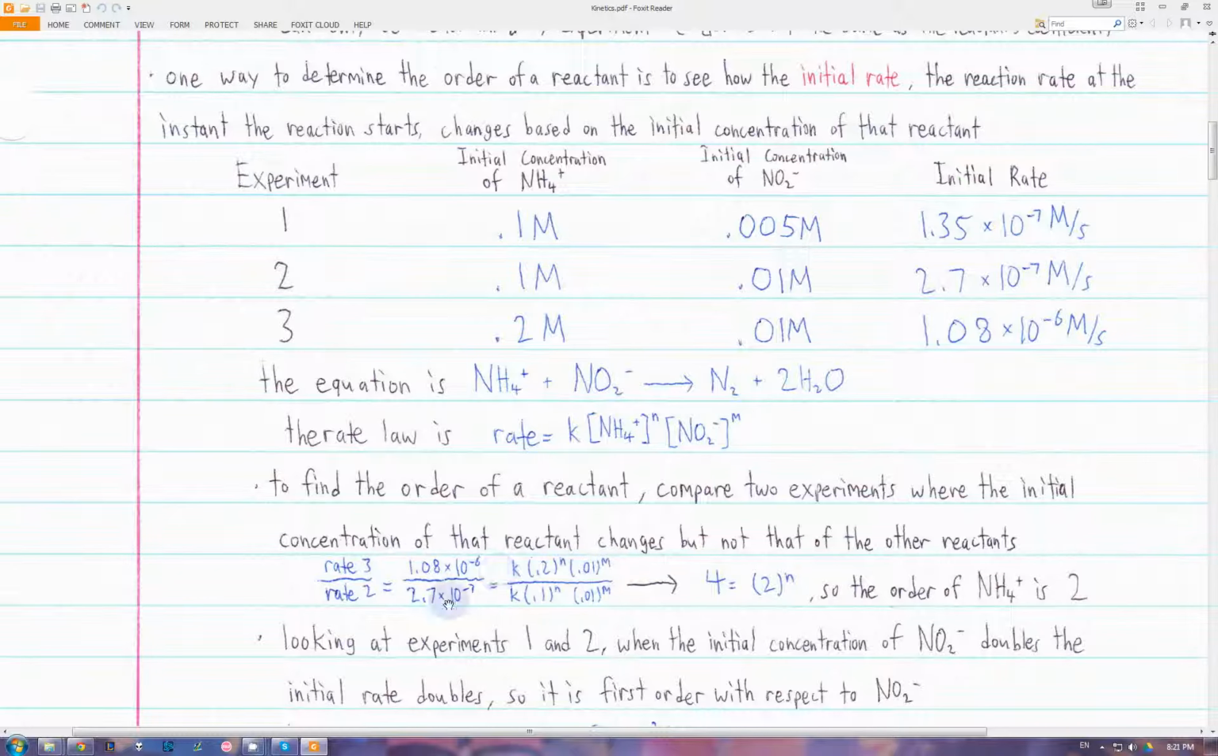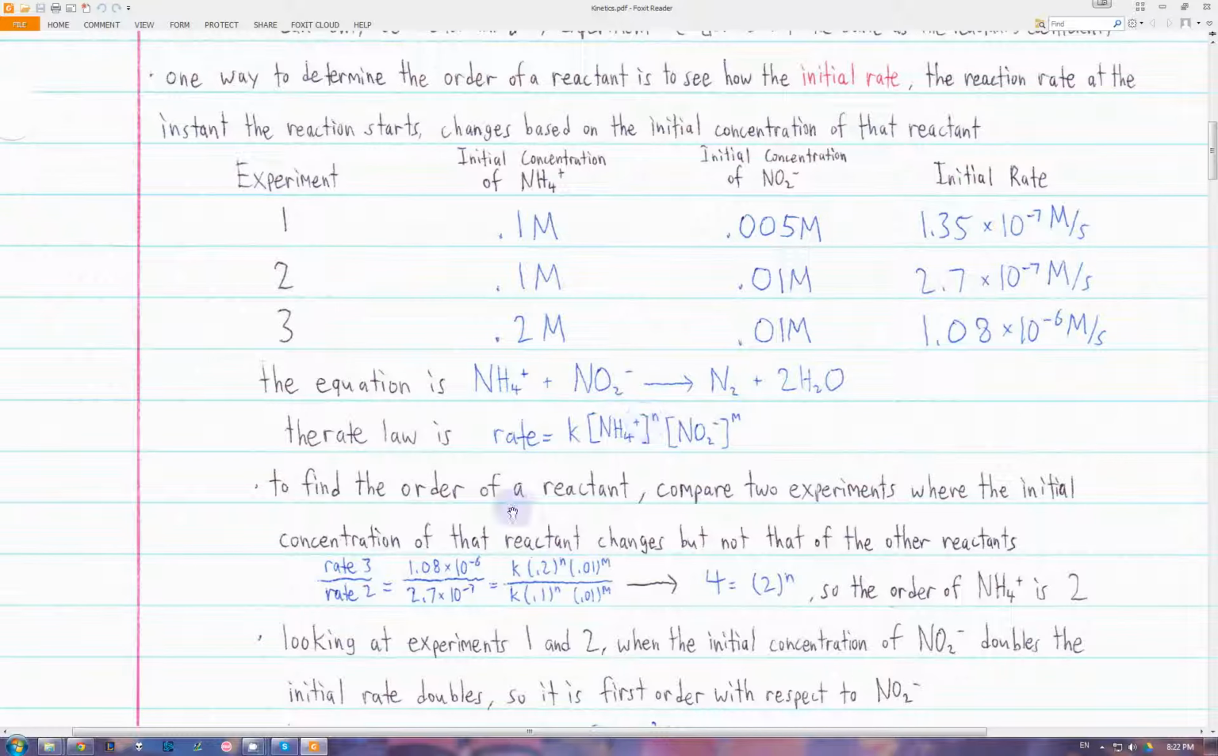So when we do this ratio, the K's will cancel out, and the reactant where the concentration did not change, NO2 minus, will also cancel out. So we're left with 4 equals 2 to the n, and so we can see that n, the order of NH4 plus, is 2. So this reaction is second order with respect to NH4 plus.